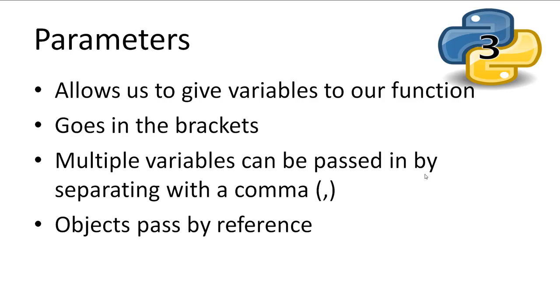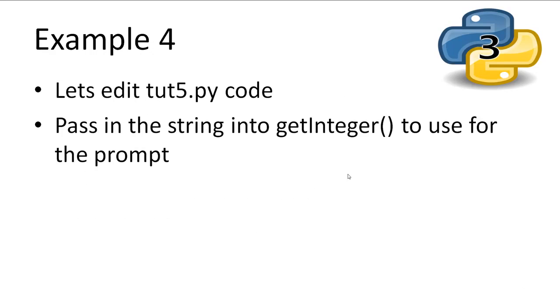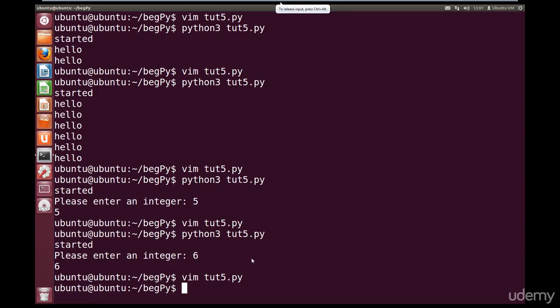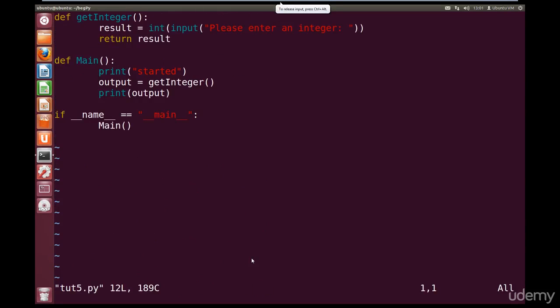These parameters go inside the brackets of our function. So let's alter our program to make a variable for the prompt we want to put on screen when we ask for input. Okay, so let's edit our toot5, and we're going to pass a string into the getInteger function. So we come back over to Ubuntu and edit our program, and inside our getInteger function, inside the brackets, we're going to create a variable. So let's call it prompt.